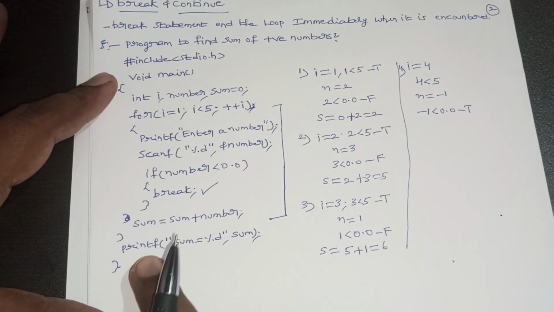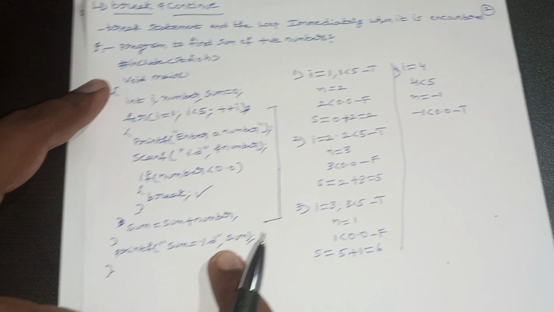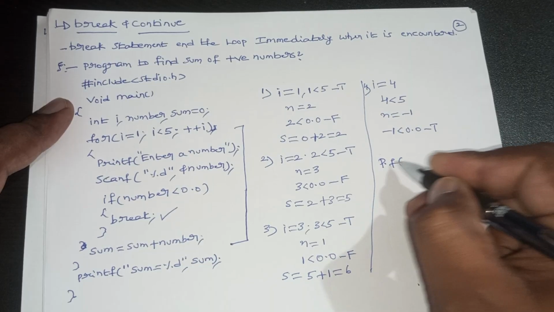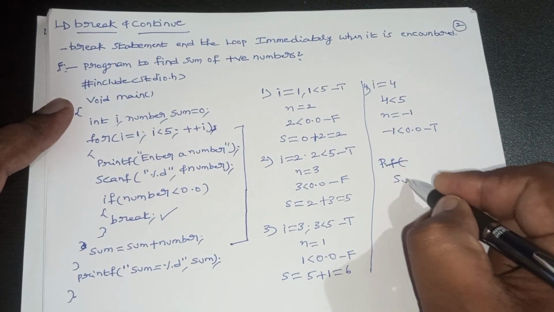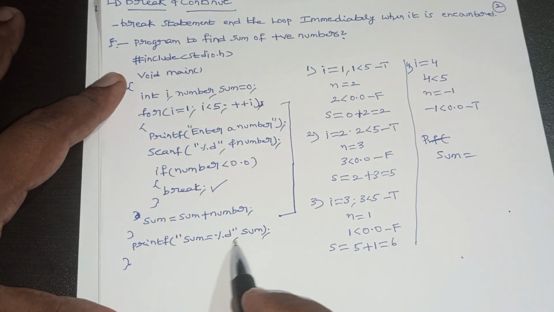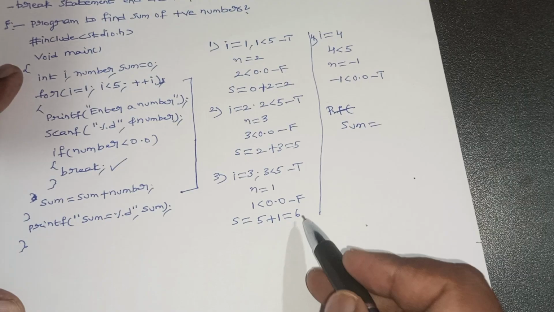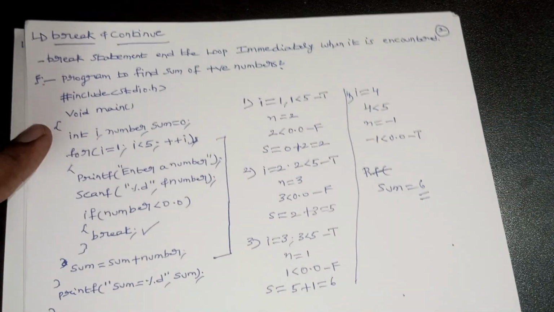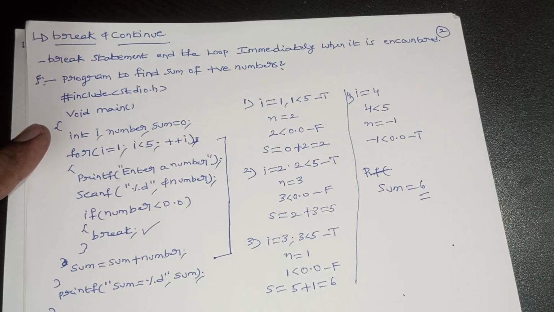Now what I'm doing is printf sum equal to percentage d. Now what will be the output? Sum equal to percentage d, nothing but a decimal value. The sum I'm having is 6. So this is what break does.